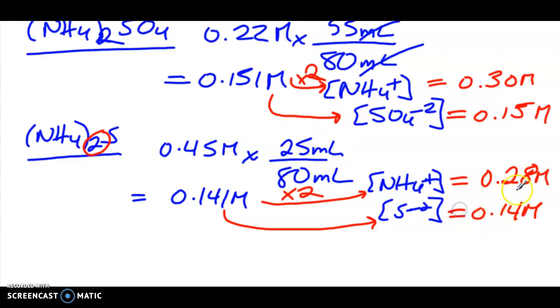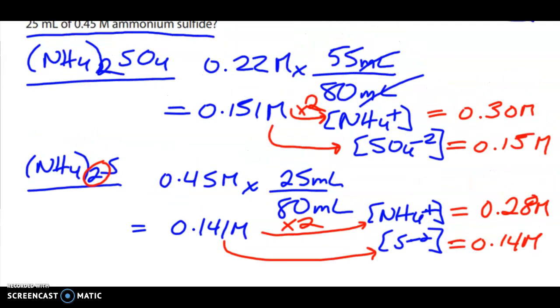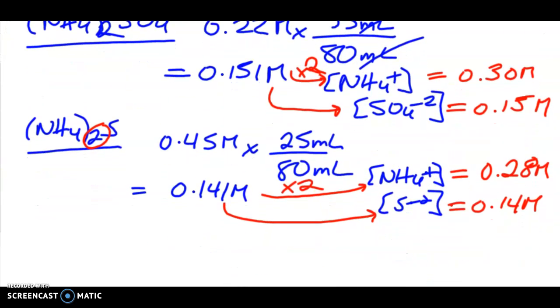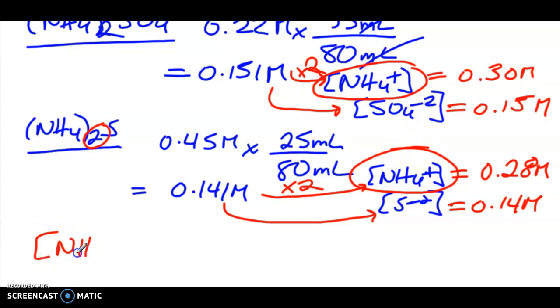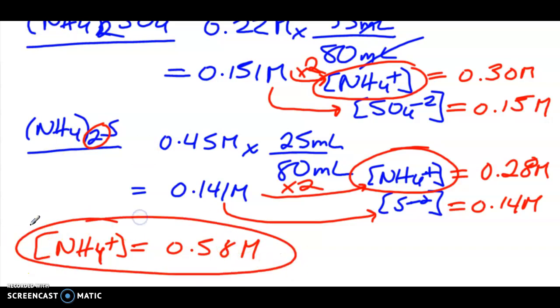Now, in this particular instance, because it wanted the concentration of each of the ions, we have two different solutions that are now mixed with the ammonium. So to report the total ammonium, we have to basically add those two up. So that would be 0.58 moles per liter. Okay, that would be our total. The sulfate and the sulfide are done individually, so that won't really make a difference there.